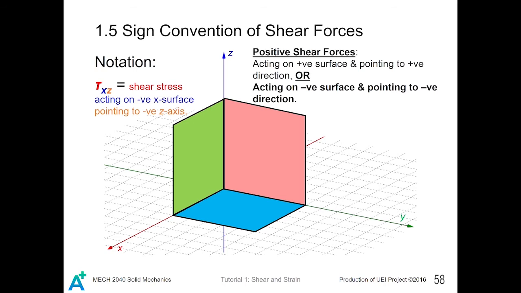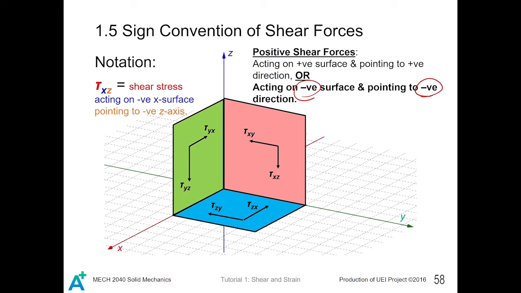For negative surfaces, it is quite similar. There are 6 possible shear stresses. Tau xy means it is acting on the negative x surface, pointing in the negative y direction. Tau xz means acting on the negative x surface, pointing in the negative z direction, etc. As long as the sign of the surface and your direction are the same, then your shear stress is positive.